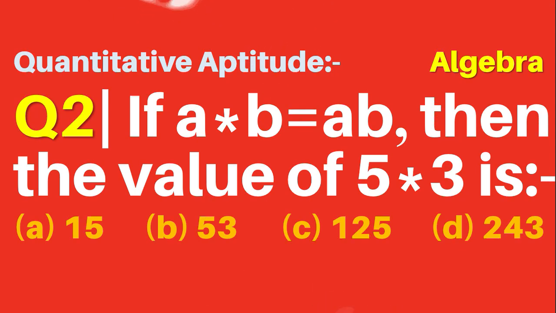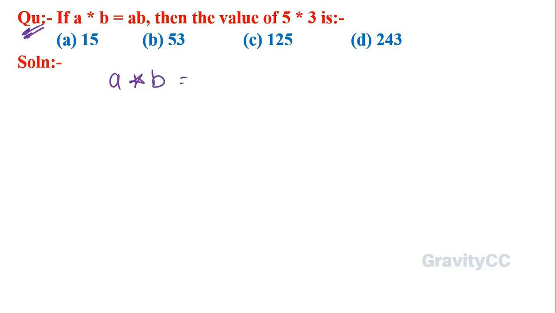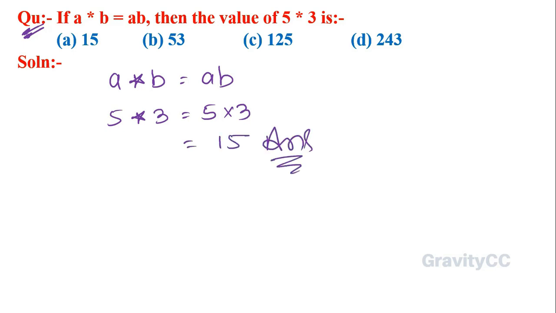Question: if a star b is equal to a into b, then the value of 5 star 3 is. So here given a star b is equal to ab. So 5 star 3 is equal to 5 into 3. So 5 3 is 15. Answer. So A is the correct answer.